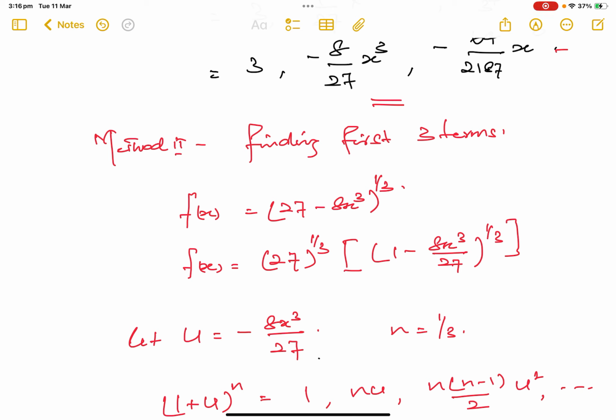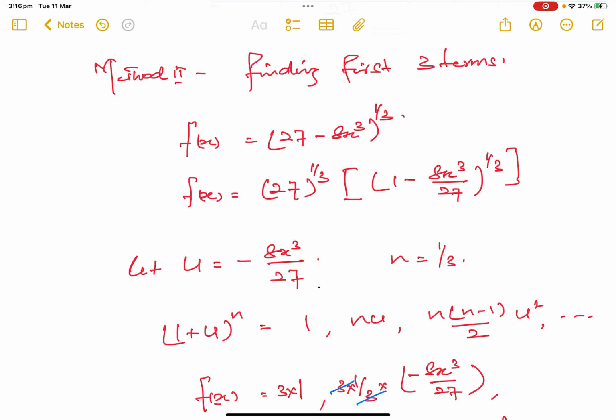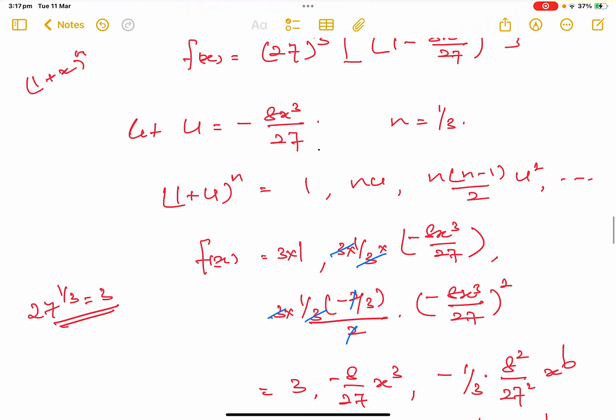So method 2, finding the first 3 terms. f(x) is the same, and I just took 27 to the power of 1/3 out. So that will be 1/3, minus 8x cubed over 27. So this part in the bracket is like a 1 plus x to the power of n format. That's what I put here.